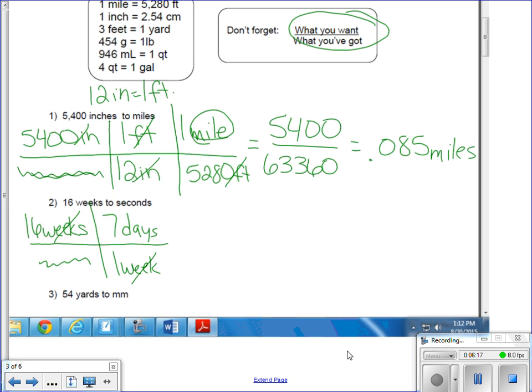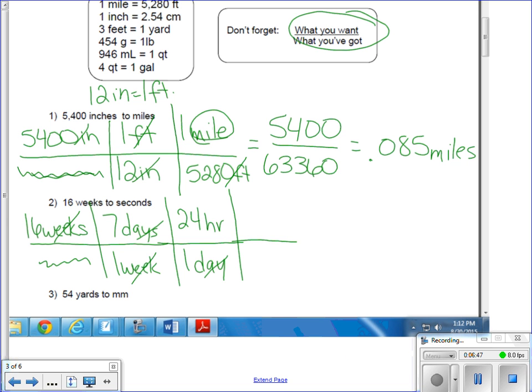All right, we're still not to seconds. So what do I know about days? There are 24 hours in 1 day. I have days on top, so I need to get rid of it. I want days on bottom. So in 1 day, there are 24 hours. My days cancel. If I were to stop right now and put this in my calculator, I could figure out how many hours there are in 16 weeks. That's not what I need to know, so I need to draw another box.